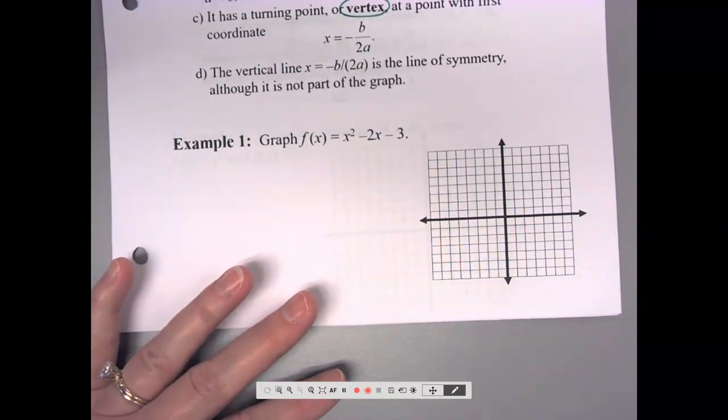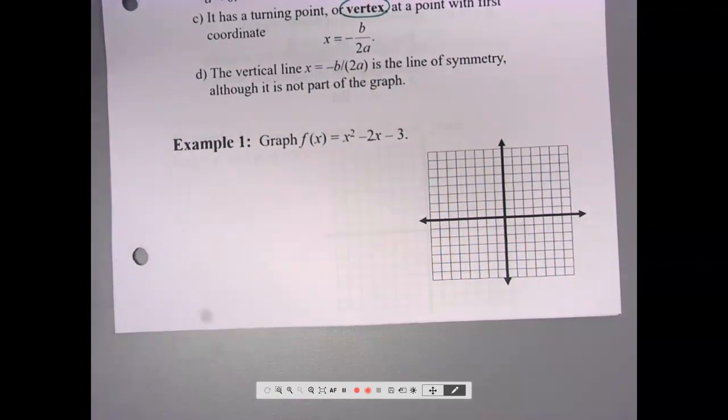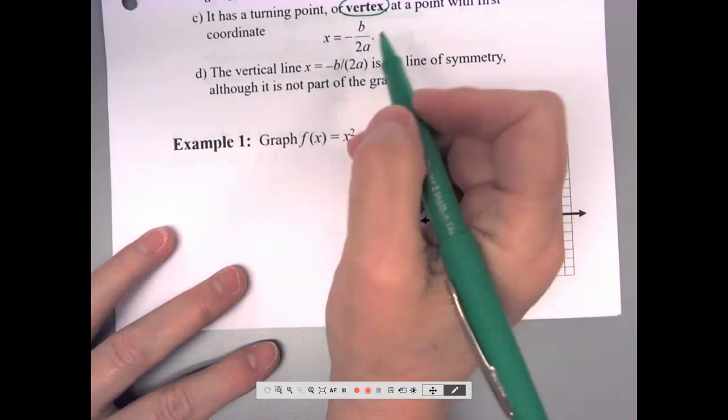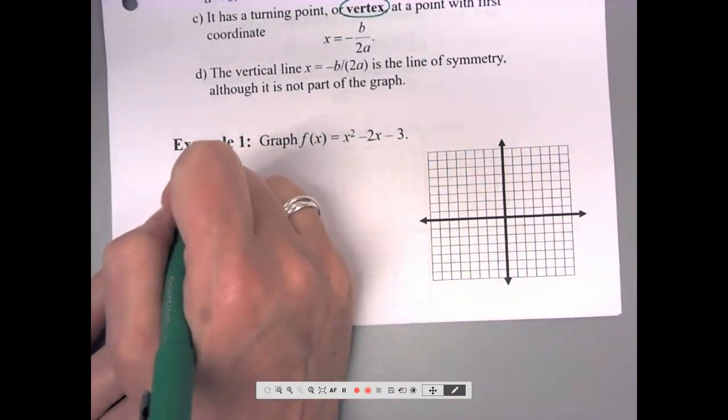Can I just use my calculator and find some ordered pairs for the vertex? Yes, if the vertex is at an integer. But what if the vertex is like -1/2, 8? The table's going to skip over that point. So sometimes just typing it in your calculator won't find the vertex for you. So this is a good formula to know. So let's find the x value.